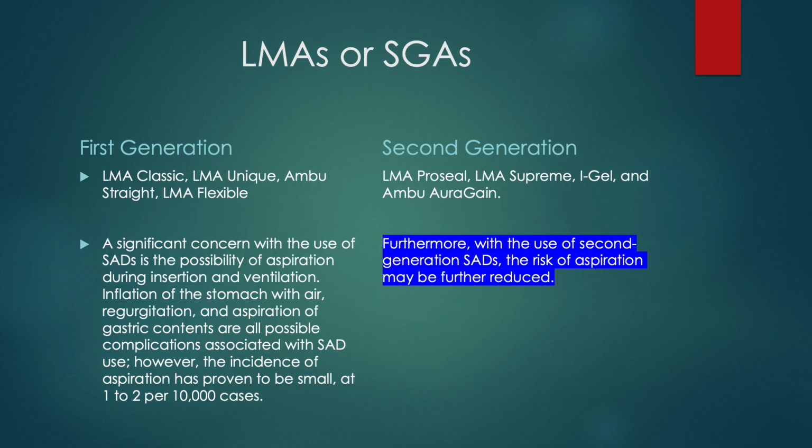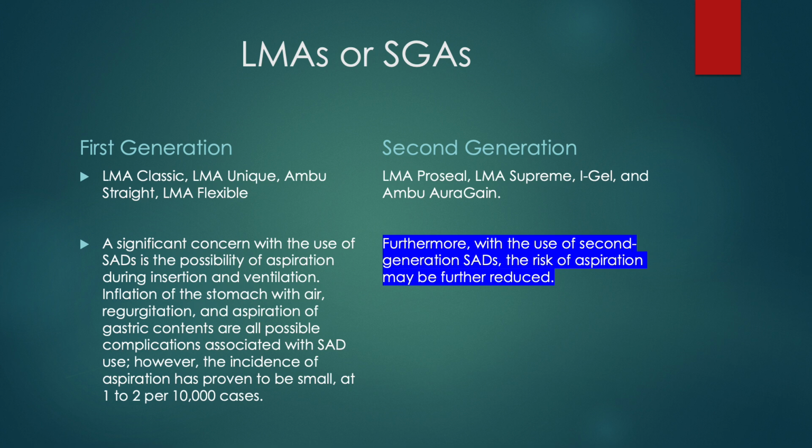Okay, know the difference. The use of second generation supraglottic airway devices reduces the risk of aspiration. You can use higher pressure. I use the Ambu Aurora Gain, and this is interesting. Studies indicate that the overall incidence of aspiration with an LMA remains low, approximately 1 to 2 per 10,000 cases. Okay, second generation devices further reduce it.